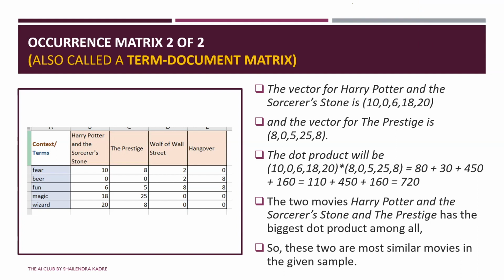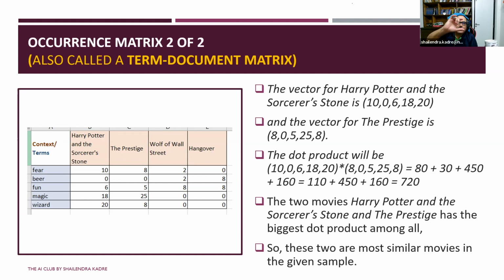Yes. And similarly, can someone tell what is the vector corresponding to the Hangover movie? You have to tell it completely: fear 0, beer 8, fun 8, magic 0, and wizard 0. Magic, wizard, and fear are multiplied by 0, so they will disappear. So it will have beer 8 times and fun 8 times, only that much.